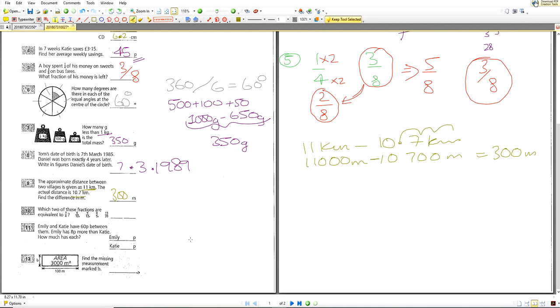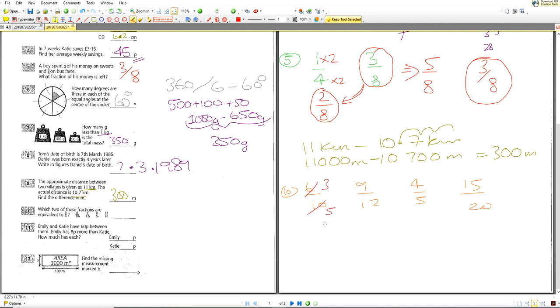Which two of these fractions are equivalent to 3/4? Let's write the fractions down and do some working out on them, because I can't do working on them here, they're just too small. So we have 6/10, we have 9/12, we have 4/5, and we have 15/20. So I'm doing question number 10 at the moment.